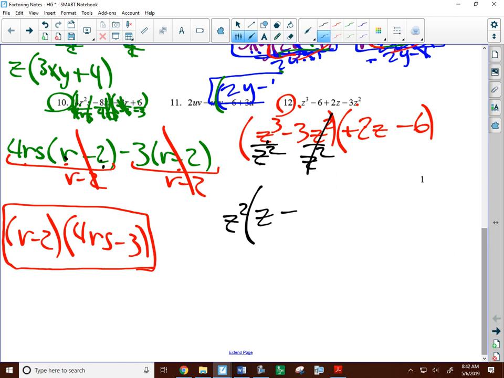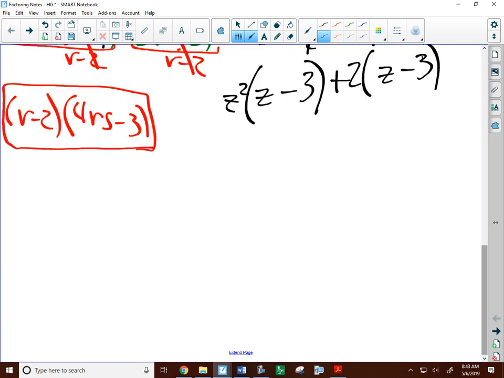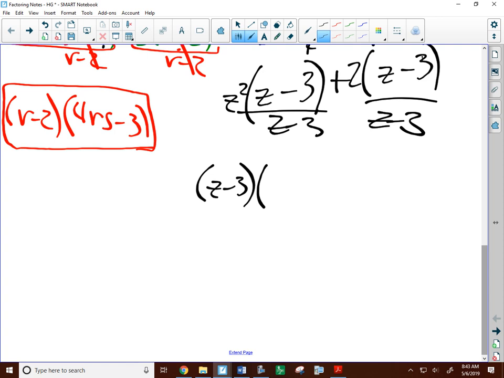Here, let's see, the z squareds cancel. I'm left with z minus 3. Next group, GCF of 2. So take out a positive 2. I'm left with z minus 6 over 2 is 3. I said that the parenthesis in each pair is the same. So now I'll factor out a z minus 3 from each one, and be left with z squared.